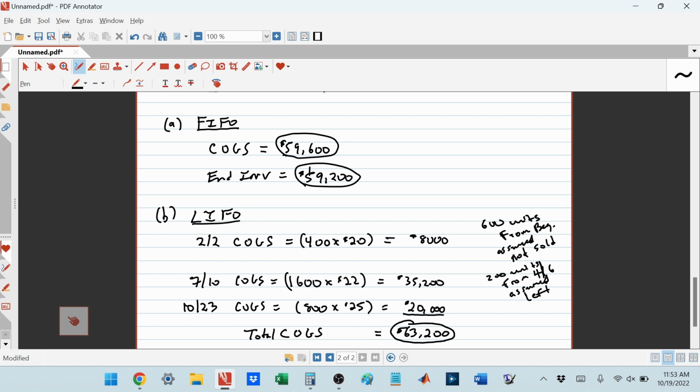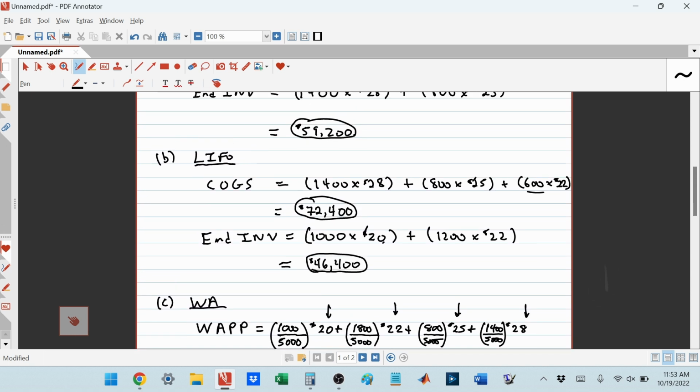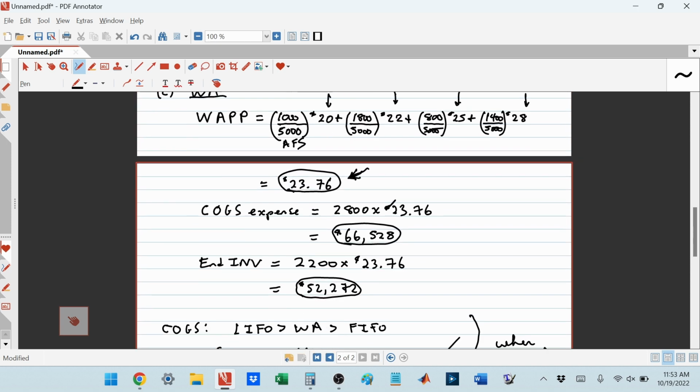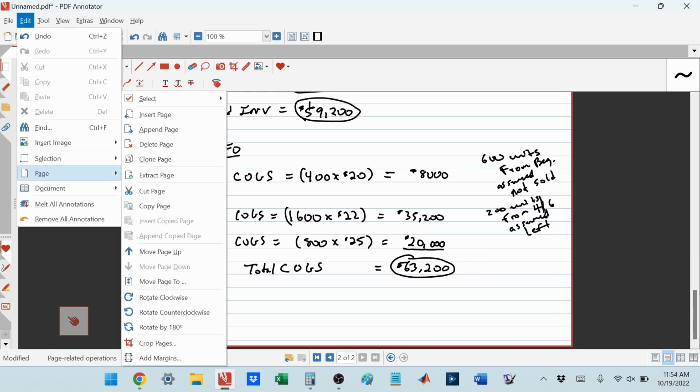Notice the LIFO perpetual COGS is not the same as LIFO periodic COGS. LIFO perpetual COGS, 63,200. LIFO periodic COGS, 72,400. In general, they're not the same because it's a different assumption, perpetual versus periodic.